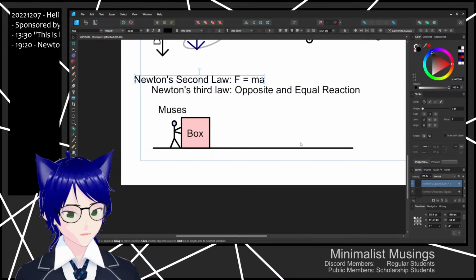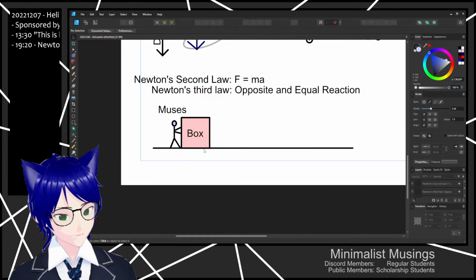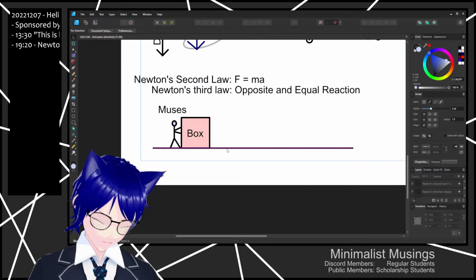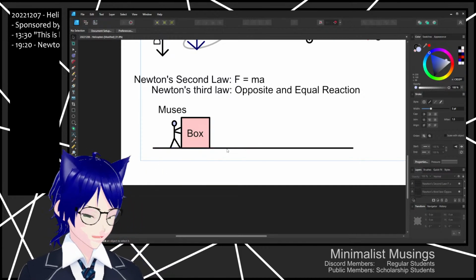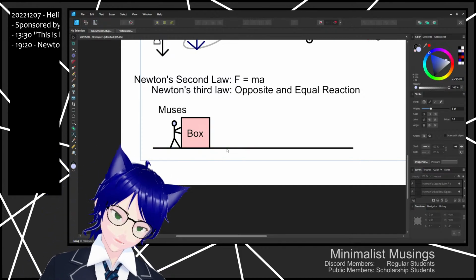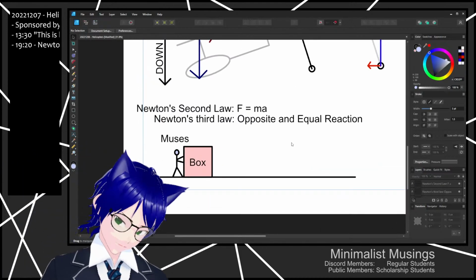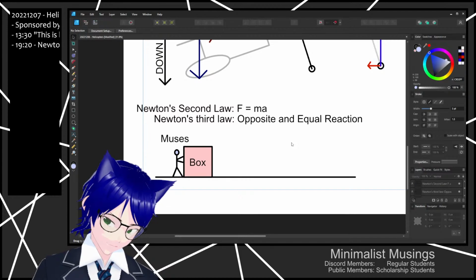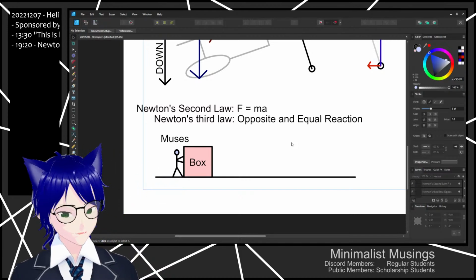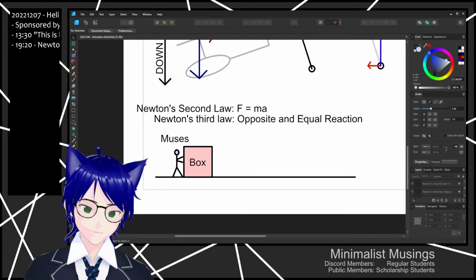So F equals ma, and actually, we're almost out of time, and I don't really have time to talk about this. But essentially, I'll finish Newton's third law and then we'll talk about the rest in the future. Okay.